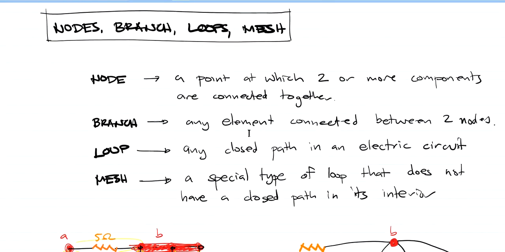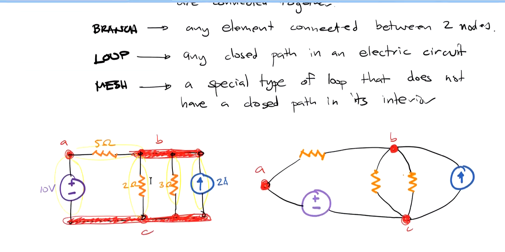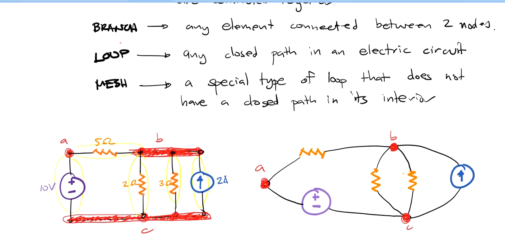When I say branch, it's any element connected between 2 nodes, so therefore this will be 1 branch, right? So 1, 2, 3, 4, and 5. So we have 5 branches.